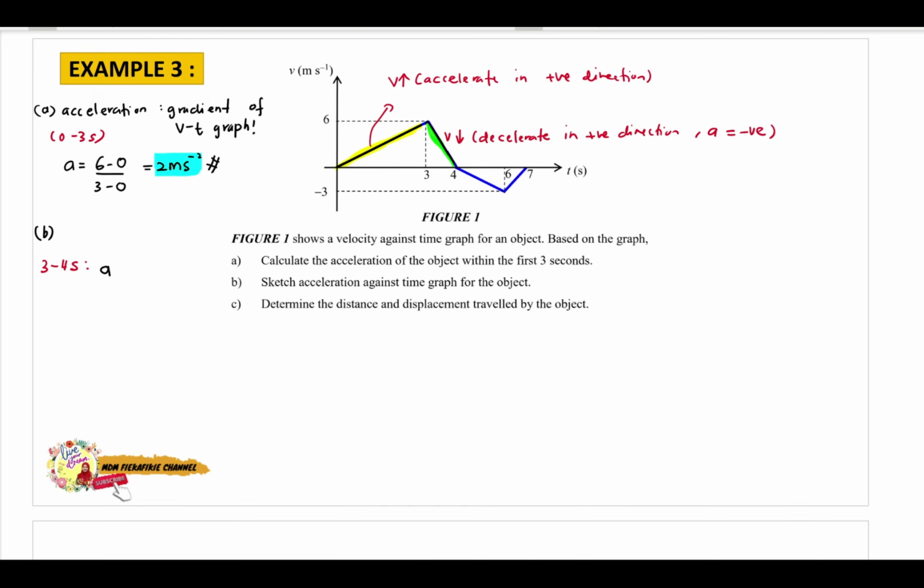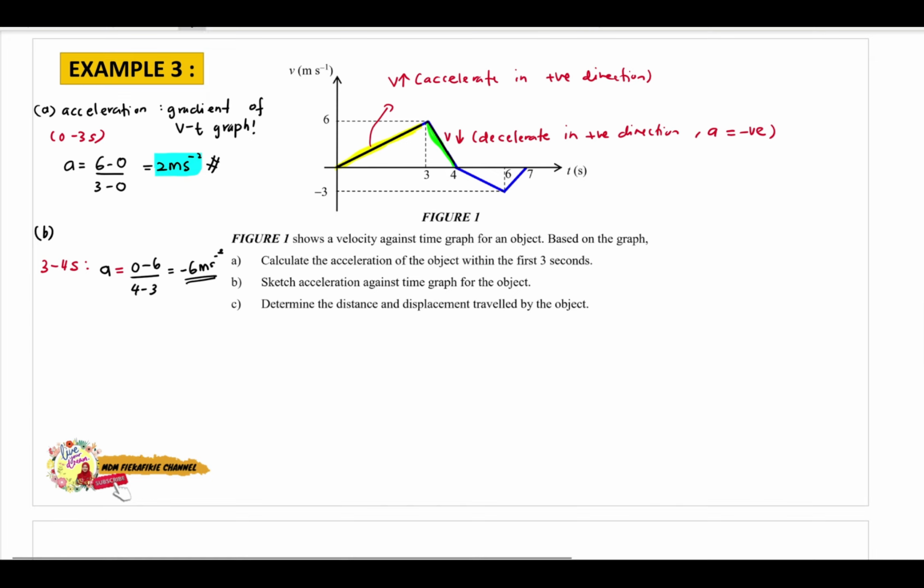Okay, so bila saya kira acceleration, okay, the gradient of the graph. So 0 minus 6. Okay, tengok sini lah. This is initial point and this is final point. So the y-axis 0 minus 6 and the x-axis is 4 minus 3. Okay, so saya percaya you tahu cara nak kira gradient of the graph. So saya dapat dekat sini negative 6 meter per second squared. Okay, so ini nilai yang saya dapat lah.